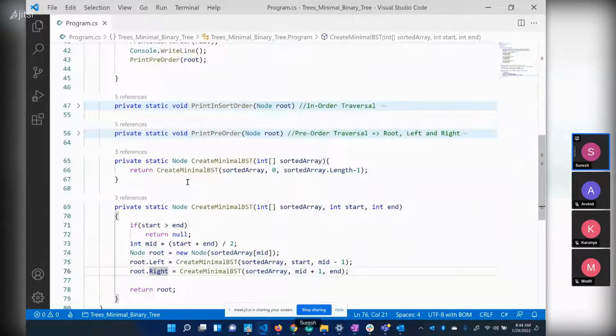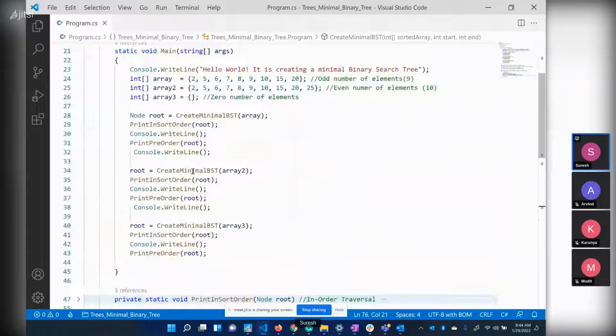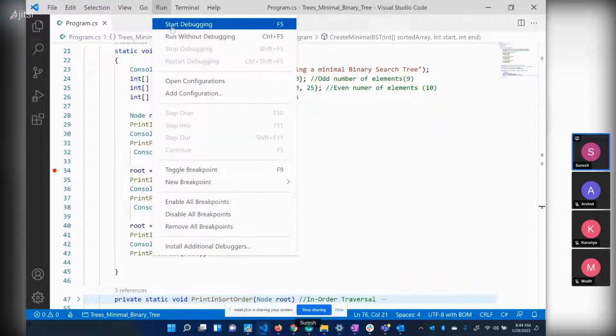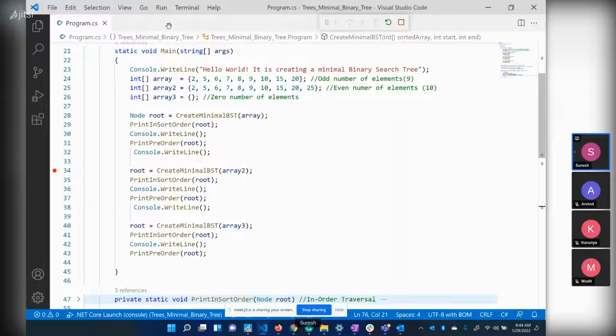Okay, so let's run this program and see. Are you guys following so far, Aravind and Modit? Let me know if any questions.